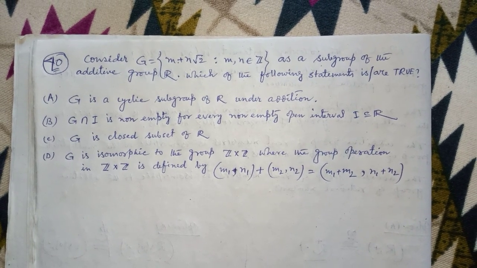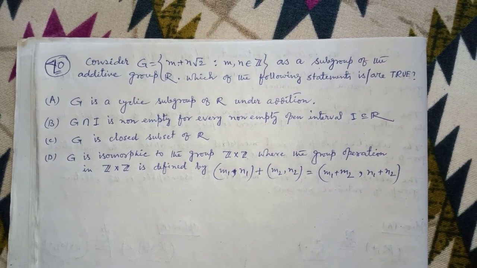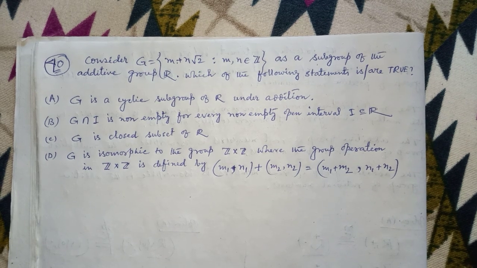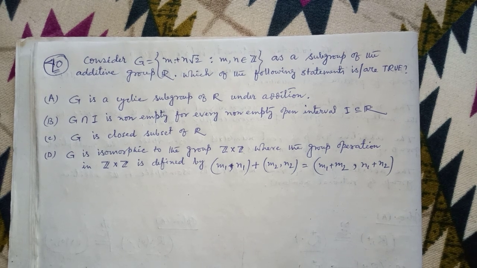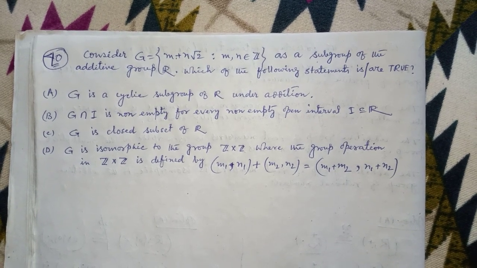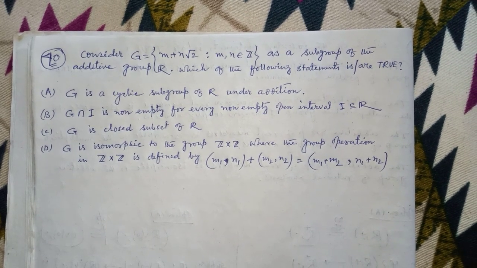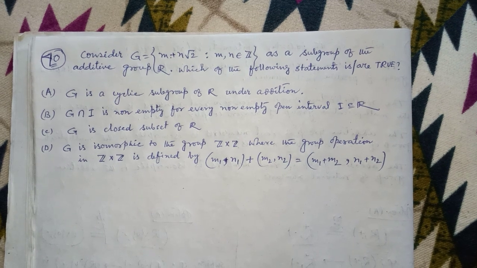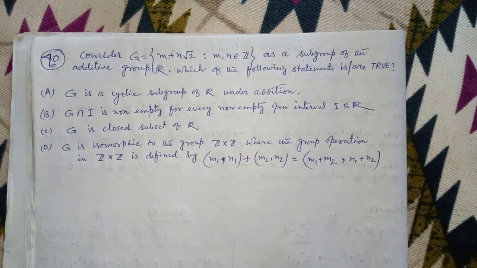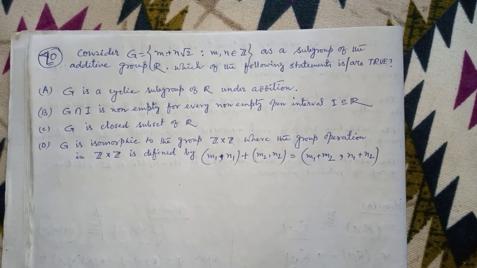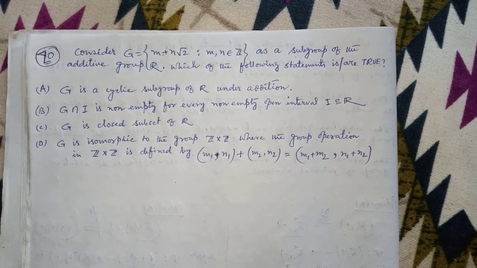Option A, G is a cyclic subgroup of R, the set of real numbers under addition. Option B, G intersection I is non-empty for every non-empty open interval I subset of R. Option C, G is a closed subset of R. And option D, G is isomorphic to the group Z cross Z, where the group operation in Z cross Z is defined by (m1, n1) plus (m2, n2) is equal to (m1 plus m2, n1 plus n2).